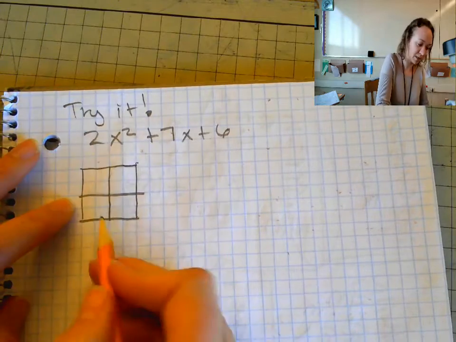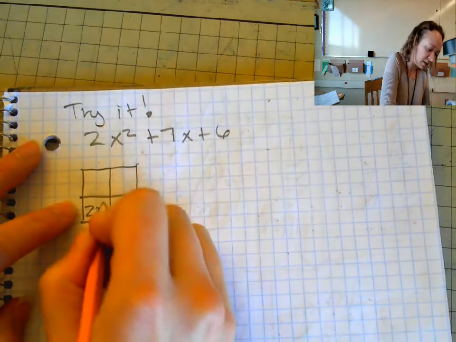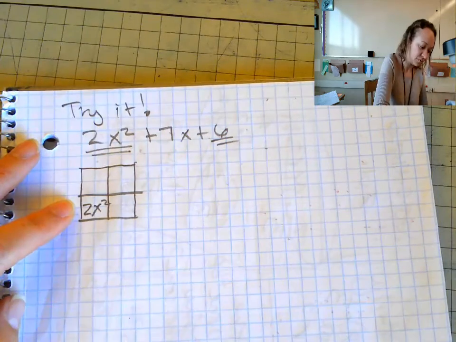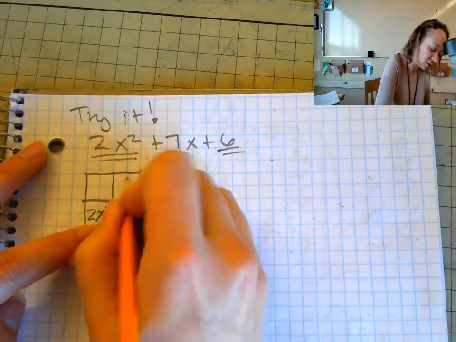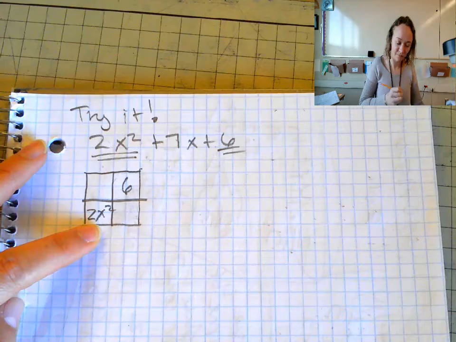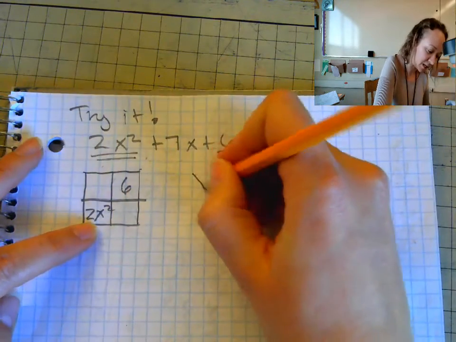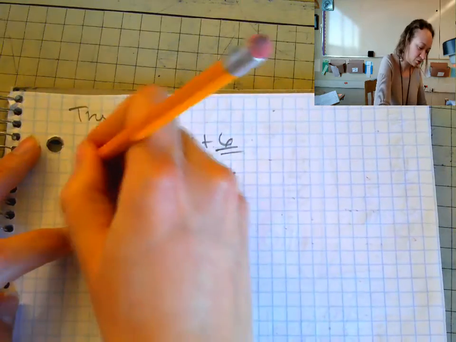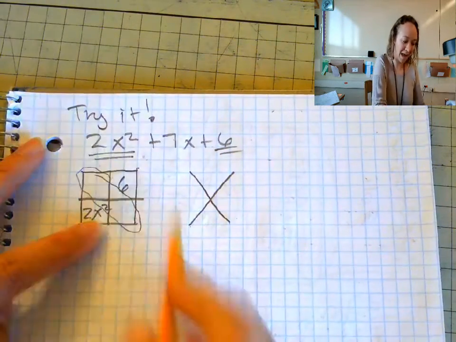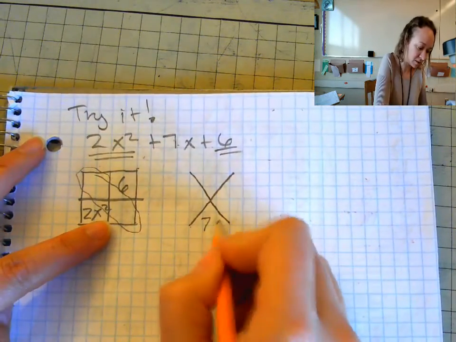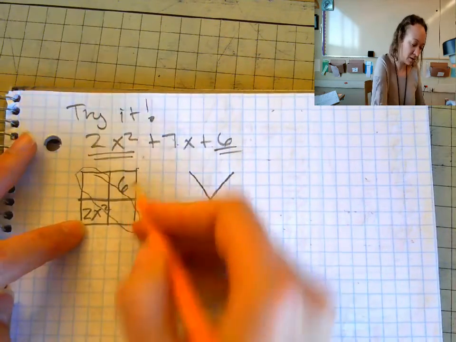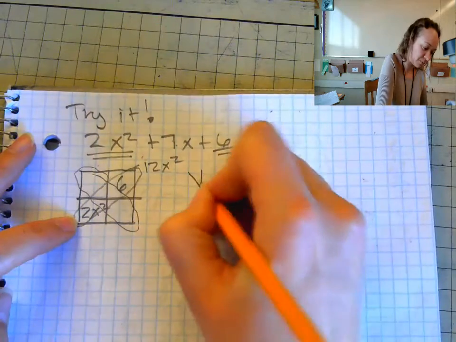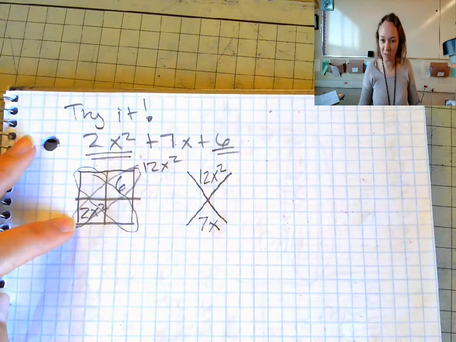We start by setting up our rectangle, and we put in the ax squared and the c value. So that gives me 2x squared plus 6 there. Then I need to set up a diamond. In my diamond, I know that these two numbers right here are going to add to 7x, and they're going to multiply to 12x squared. Now I solve my diamond.